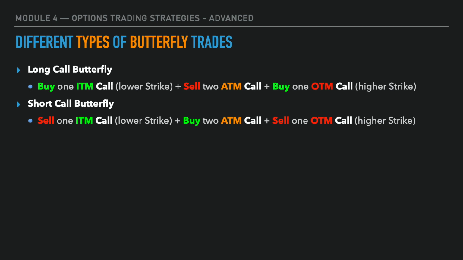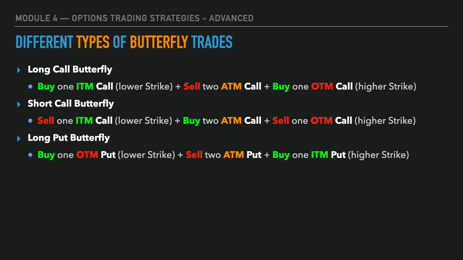We can also construct them with put options. First, we have the long put butterfly. You buy one out-of-the-money put option with the lowest strike, sell 2 at-the-money put options, and buy one in-the-money put option with a higher strike.